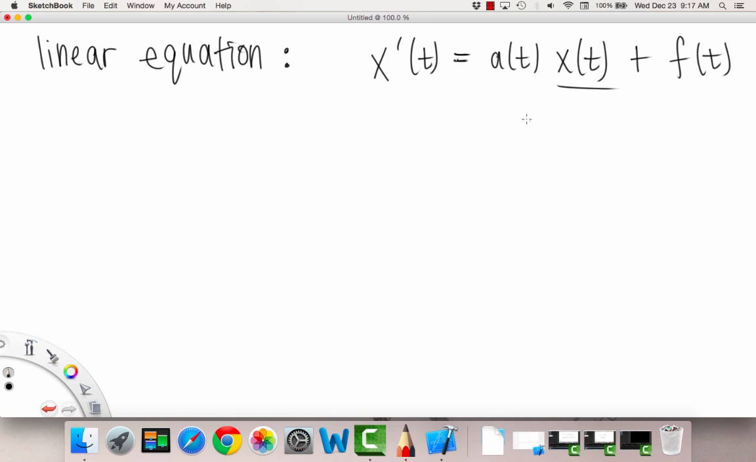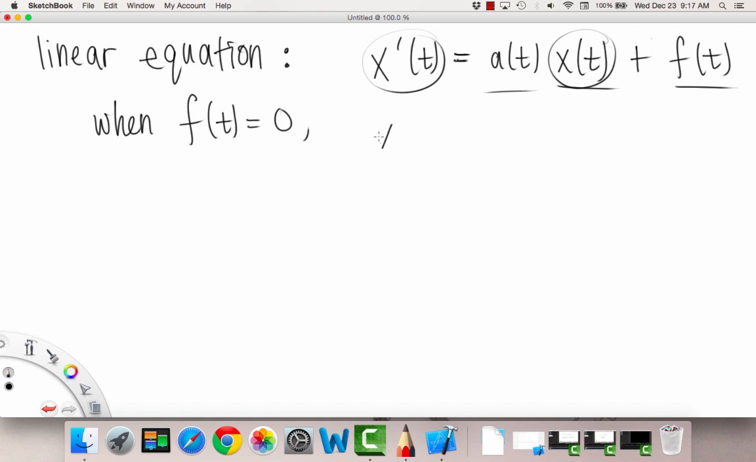Okay, so a of t and f of t, like I was saying, those are arbitrary. Those are kind of random. These are the main functions that we're concerned with. There are two off-branches, I guess you could say, of this linear equation. The first is when f of t, the function being added here, is equal to 0, then we're just left with x prime is equal to a times x, right? And all of these are, of course, dependent on t.